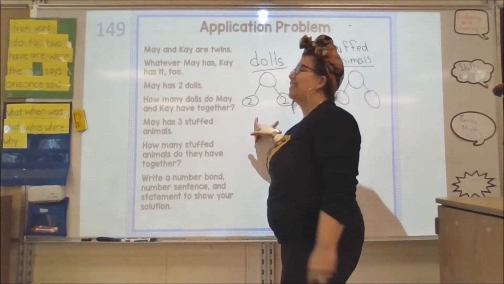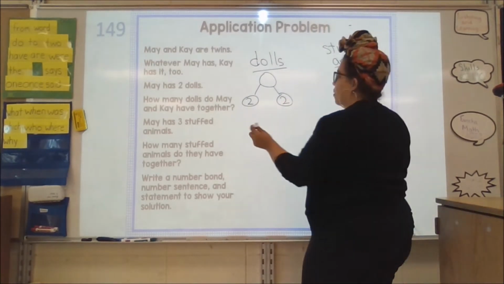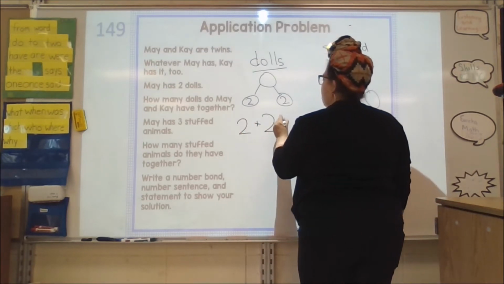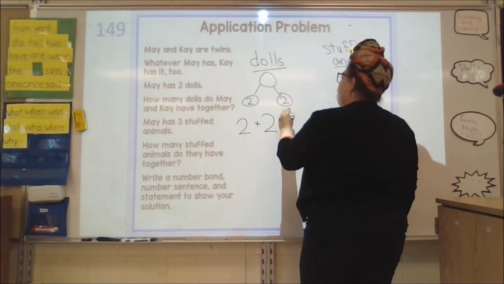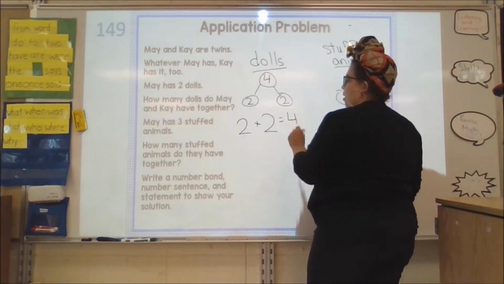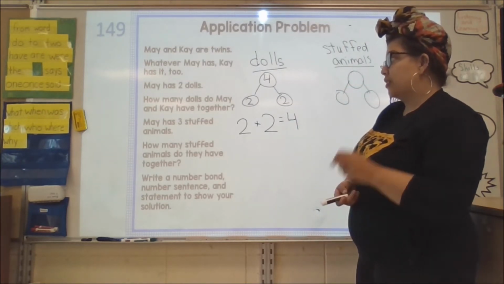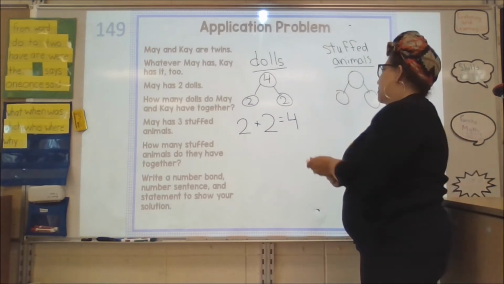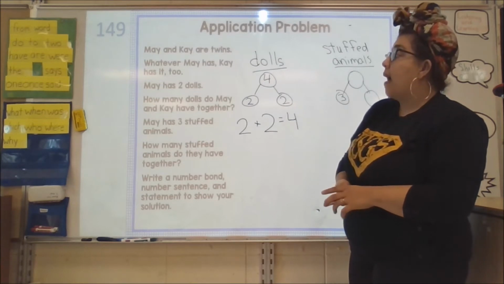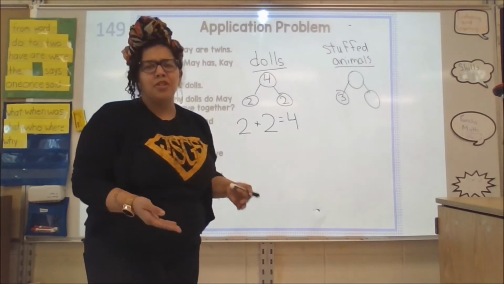Alright, so let's make a number sentence to show putting these 2 parts together. So, May's 2 dolls plus Kay's 2 dolls is equal to 4 dolls in all. They, May and Kay, have 4 dolls. Good job. The next part of our question says, May has 3 stuffed animals. Alright, that's a part. Good. How many stuffed animals do they have together? Wait! They didn't even say Kay this time. How am I supposed to know what's going on?